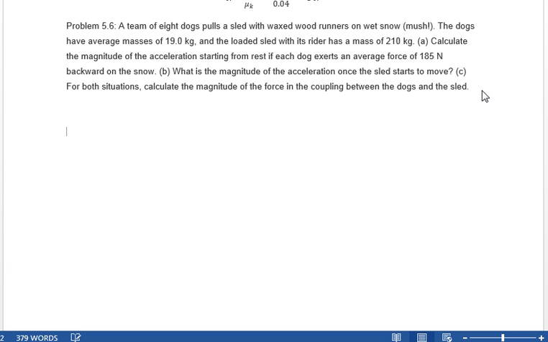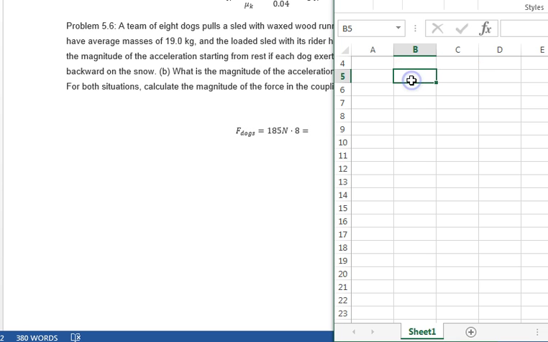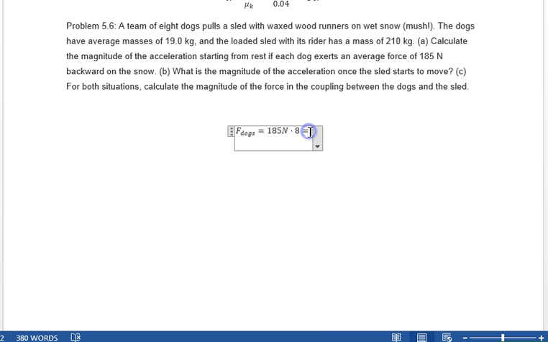So, first, what is the force of the dogs, right? Force of the dogs is 185 newtons times how many dogs we have? 8 dogs, right? So 185 newtons times 8, so 1480 newtons. All right, so we have 1480 newtons from the dogs.